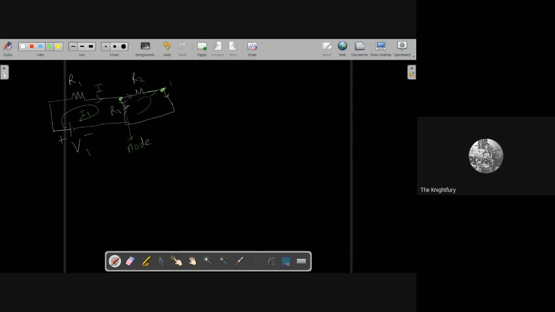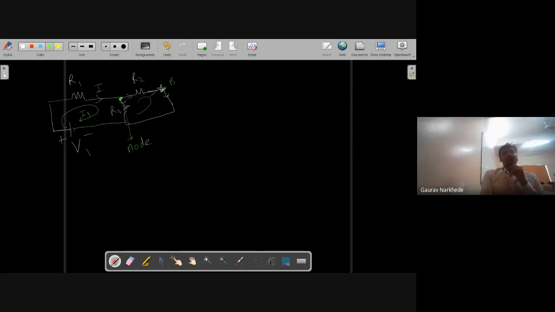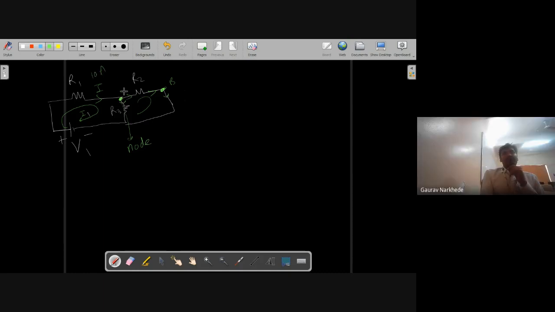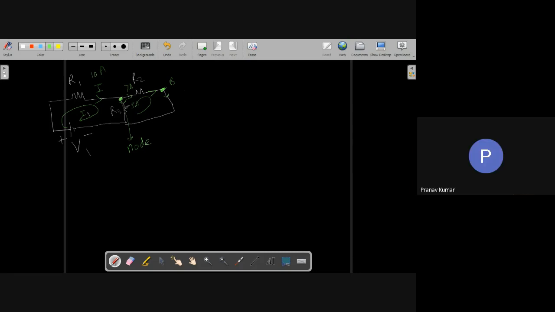This is node B. Will current stay on a node? No, sir. This is also a node. Will current stay on the node? No. Let us suppose 10 amperes of current is coming in here, and if 7 amperes is going out here, how much will go out here? 3 amperes. But there will be no current which will stay on the node, correct?